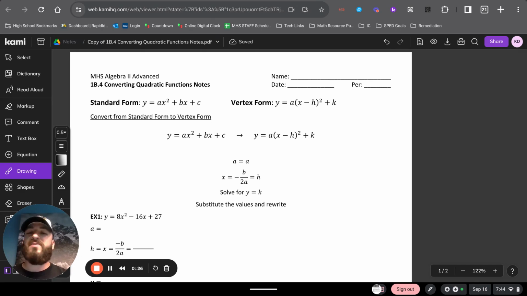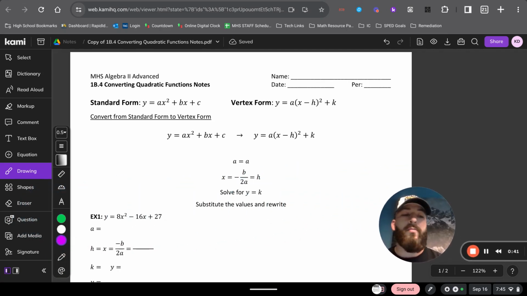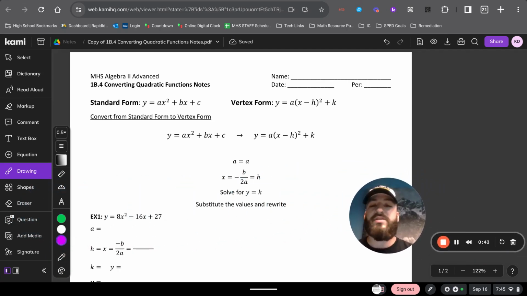So we can actually convert between these different forms. There's lots of various ways we can do that. But the first one we're going to explore is probably the one that's not the most readily evident, and that's converting from standard form to vertex form. And we're going to use what we know about each of these equations to create this conversion. So in standard form, we have y equals ax squared plus bx plus c.